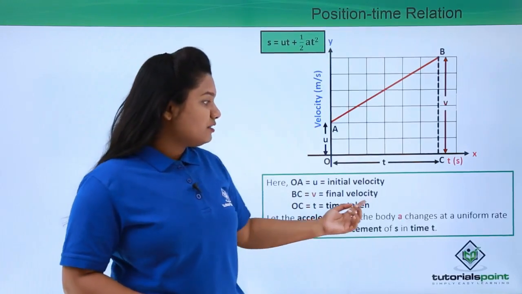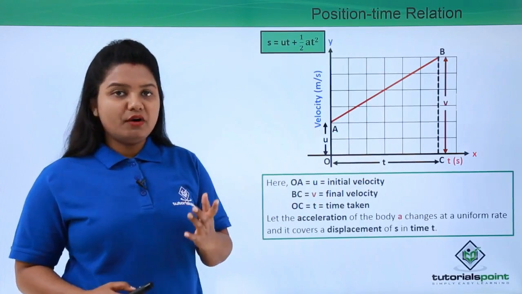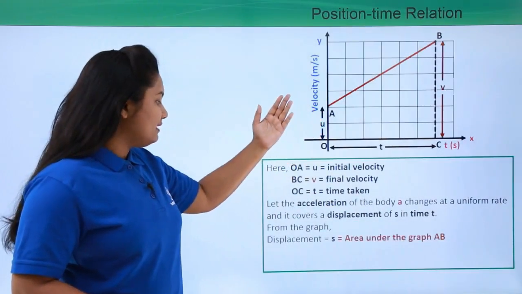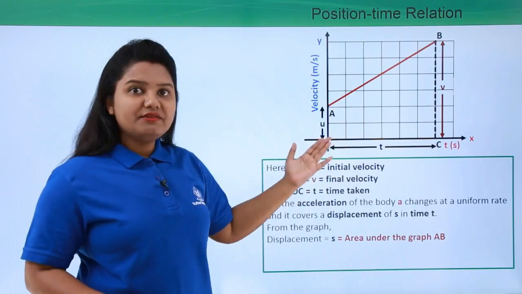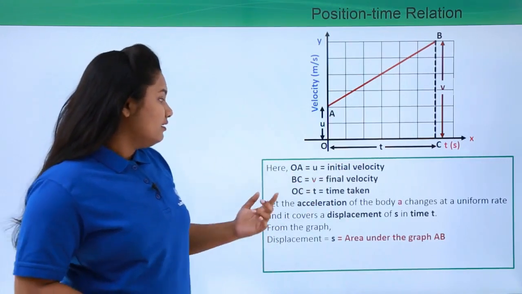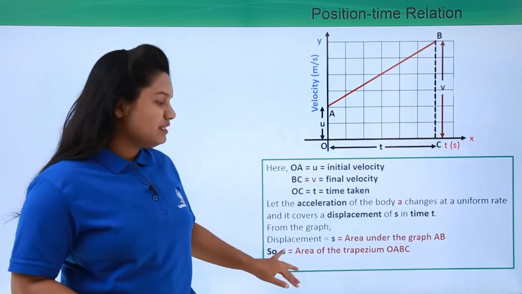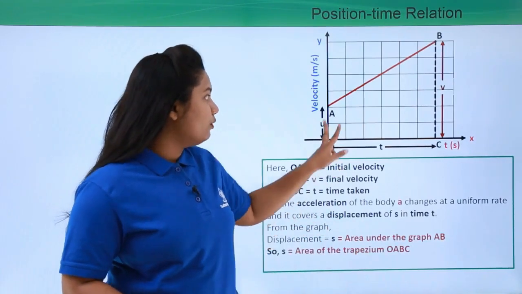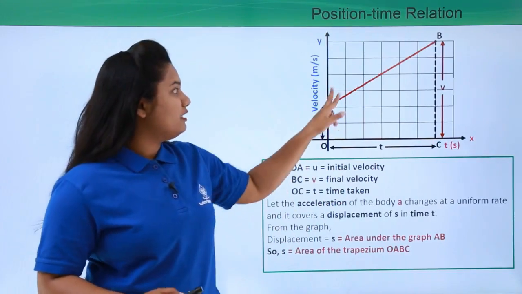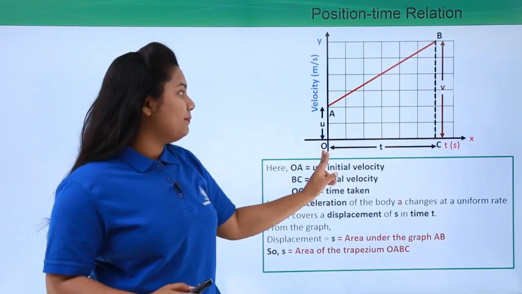Now let the acceleration a of the body change at a uniform rate, which is apparent from the graph here, and the displacement covered by the body we will take as S, let's say, in time t. Now, from the graph, we see that the displacement of the body is given by the area under the graph AB. So S, which is the displacement, is given by the area of the trapezium OABC. Here OABC is the trapezium, and if we want to find the displacement of the body from A to B, we need to find the whole area under this graph, which is AB. And this area is given by the area of the trapezium OABC.